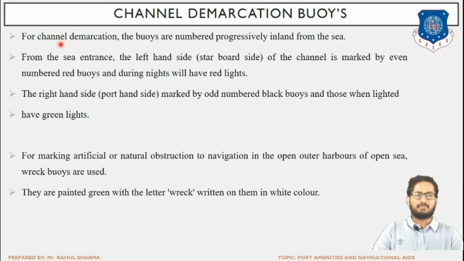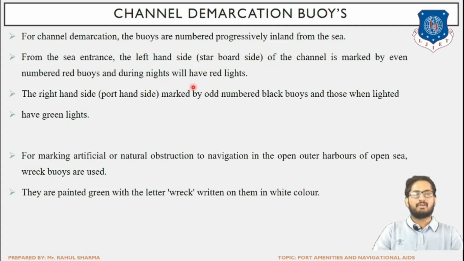Next are a few salient features of the channel demarcation buoys. For channel demarcation, the buoys are numbered progressively inland from the sea. That is, while the ship is moving from the water body or sea to the harbor, the buoys are numbered in succession, the odd numbered and even numbered buoys which we saw in the previous figure. From the sea entrance, the left hand side, termed the starboard hand side of the channel, is marked by even numbered buoys, and the color code is red.